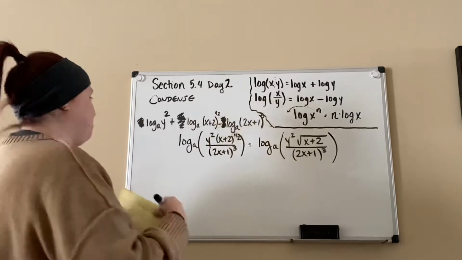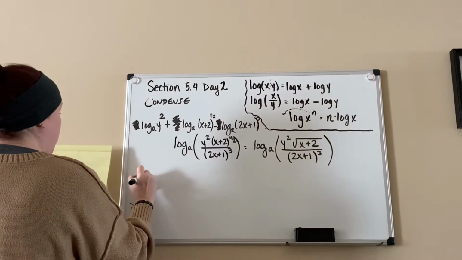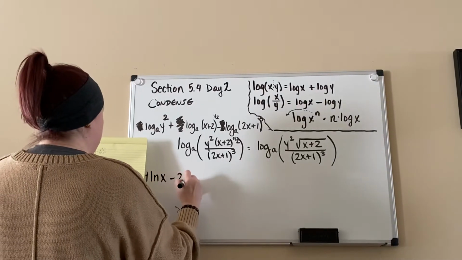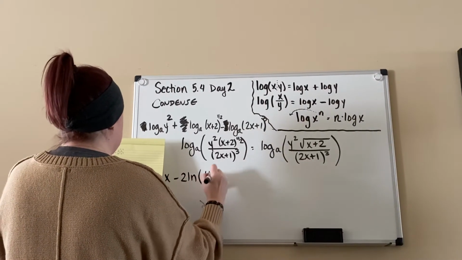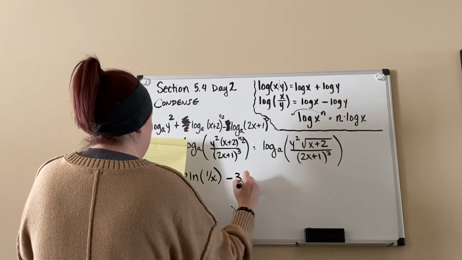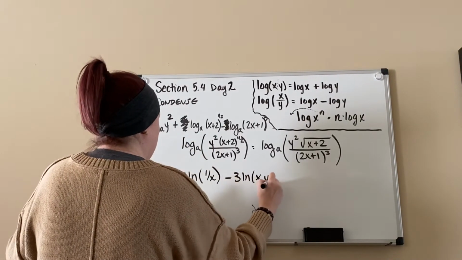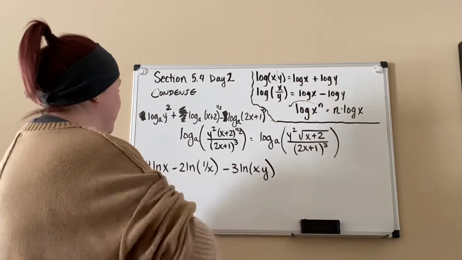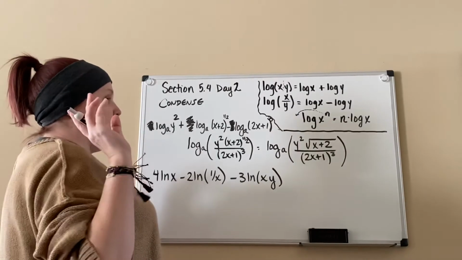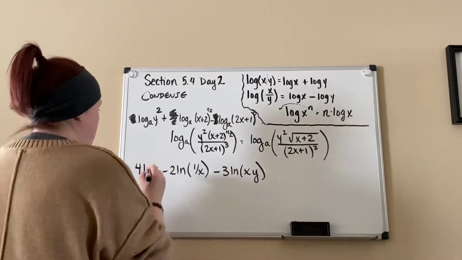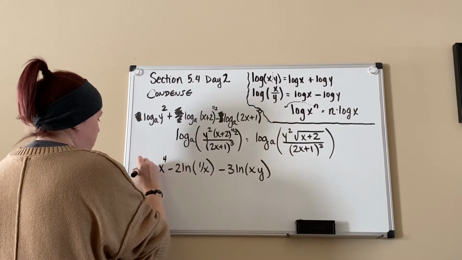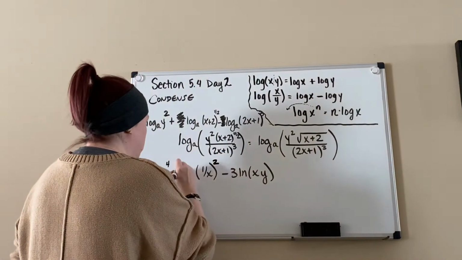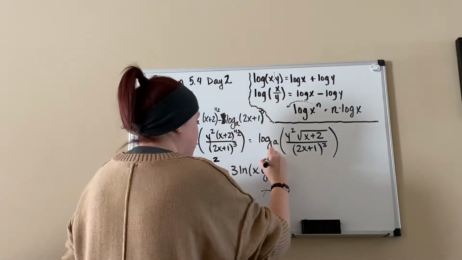Last problem. All right, so we've got 4, and I'm going to use ln this time. ln of x minus 2 ln of 1 over x minus 3 ln of xy. Okay, I'm going to set my paper down. Don't need it anymore. So like I said, the first thing I want you to do is put all the powers back where they go. So this 4 is going to go on this x for x to the 4th, not the minus, just the 2. The 2 is going to go up here, and this 3 is going to go up here.